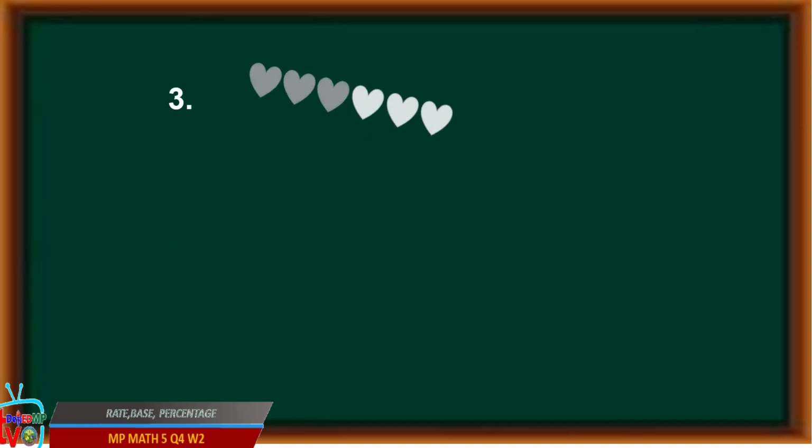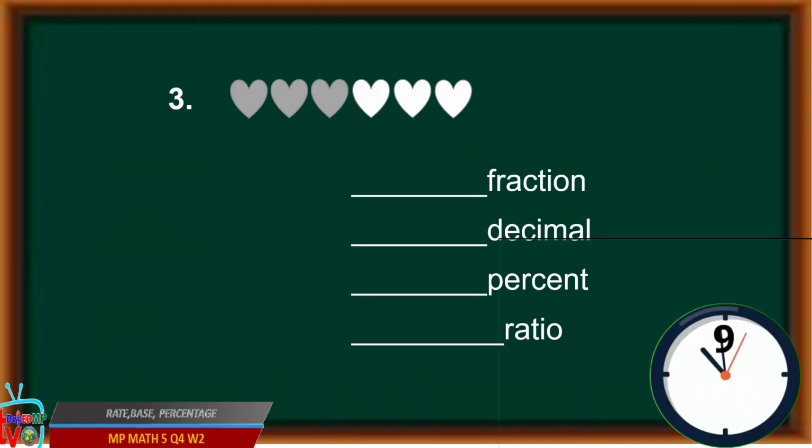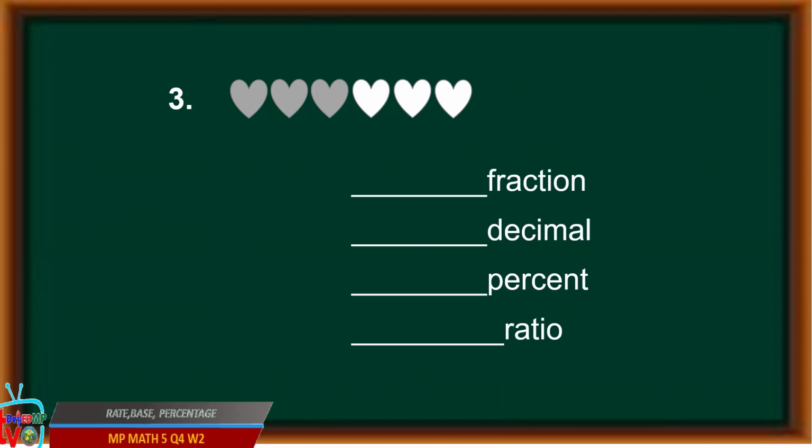Number 3. For the fraction, we have 3/6, reduce it to its simplest form, 1/2. Decimal is 50 hundredths, percent, 50%, and ratio 3:6 or 1:2.